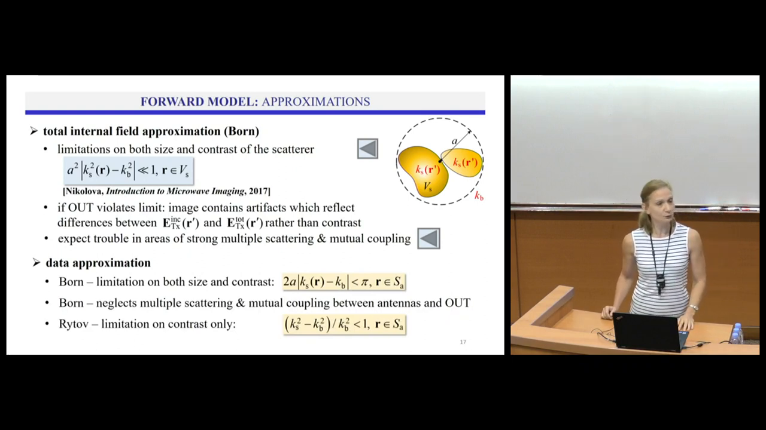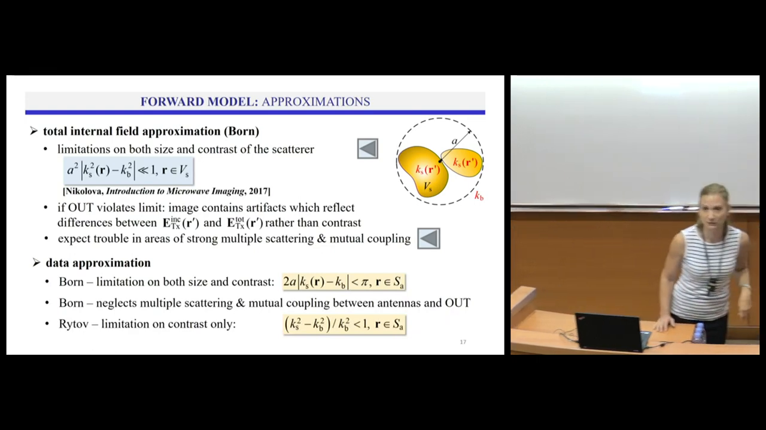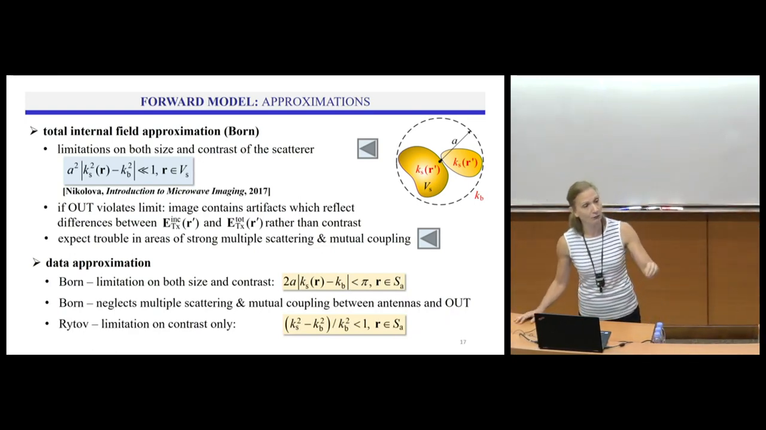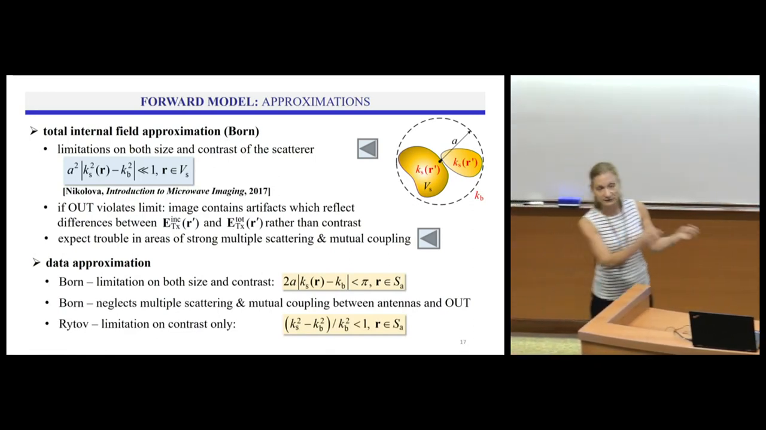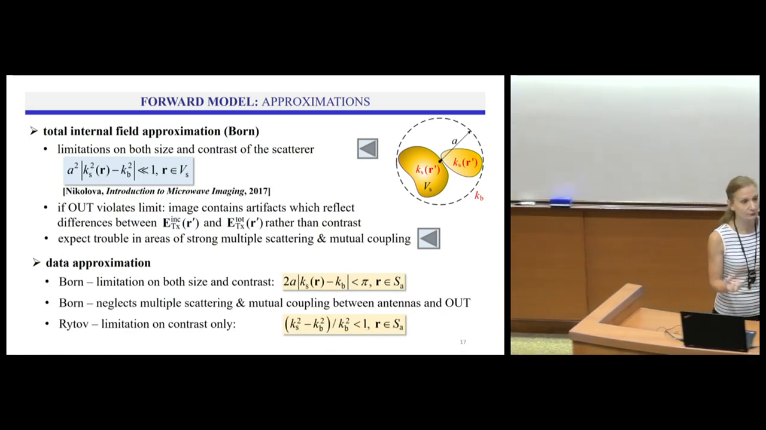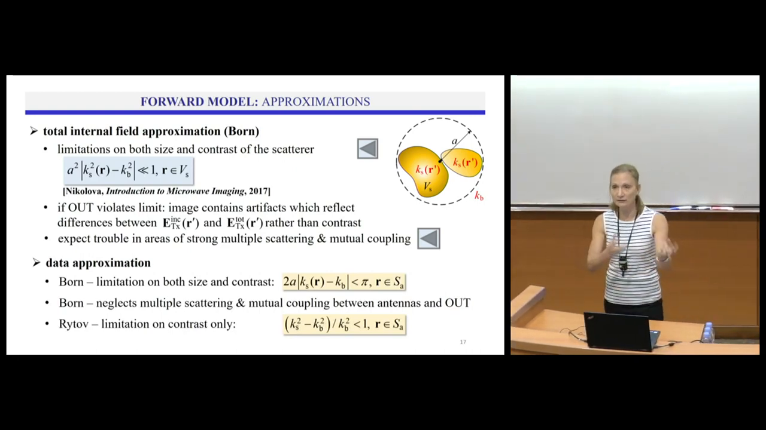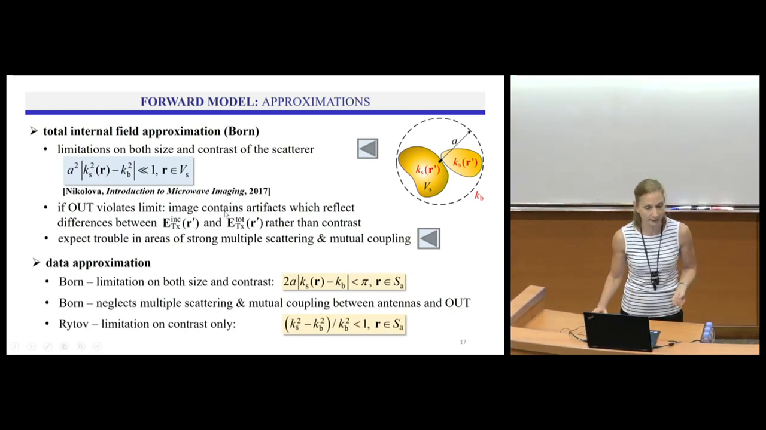No. Don't worry. Scott actually the other day said, don't worry too much about the Born approximation, because we know what the effect will be. If your object under test violates this approximation, what you will see in your images instead of contrast, you will see differences between incident and total field. And what are the differences between incident and total field in strong scattering? Multiple scattering and mutual coupling.